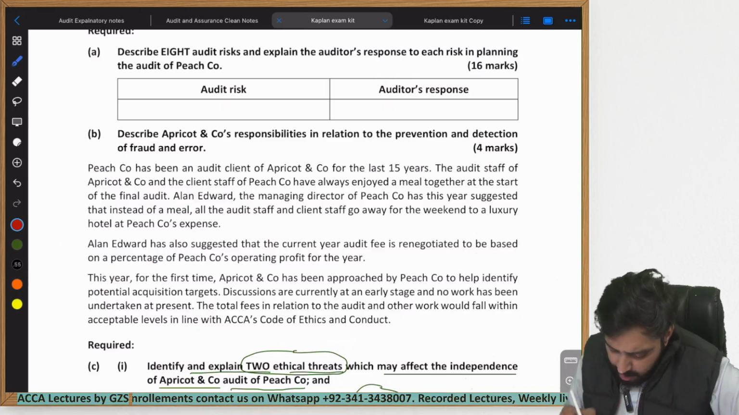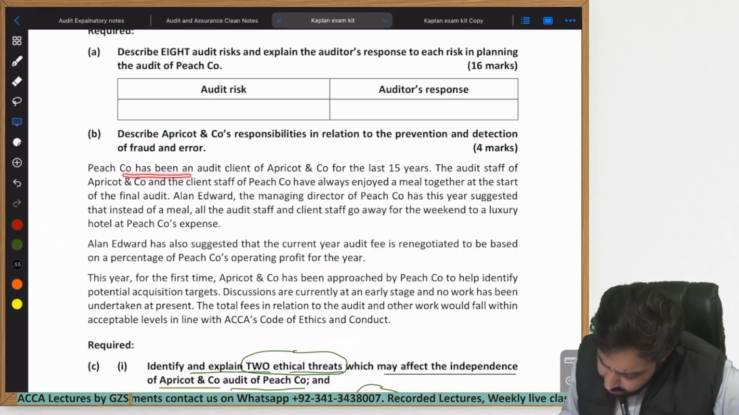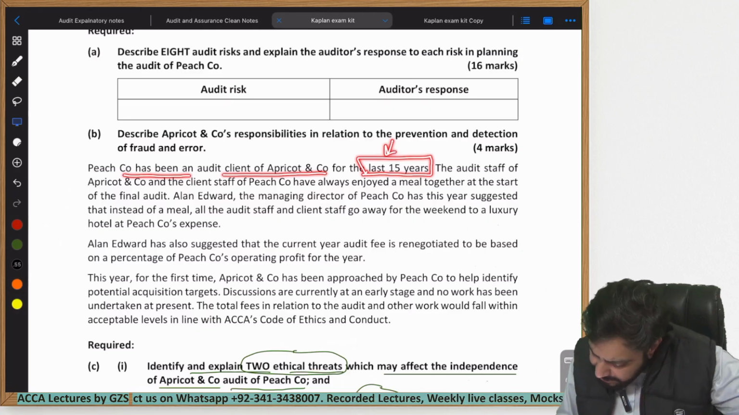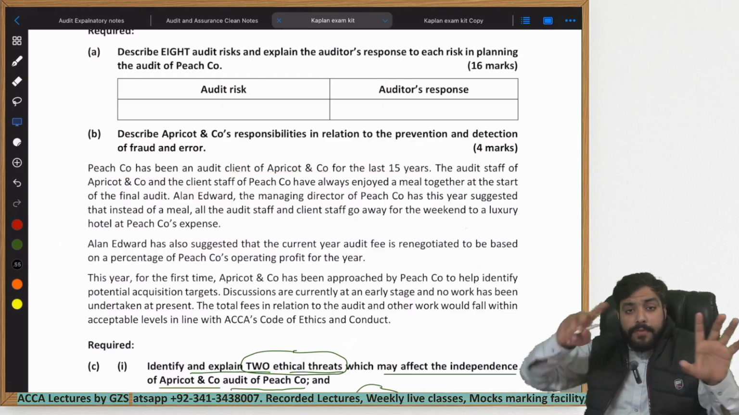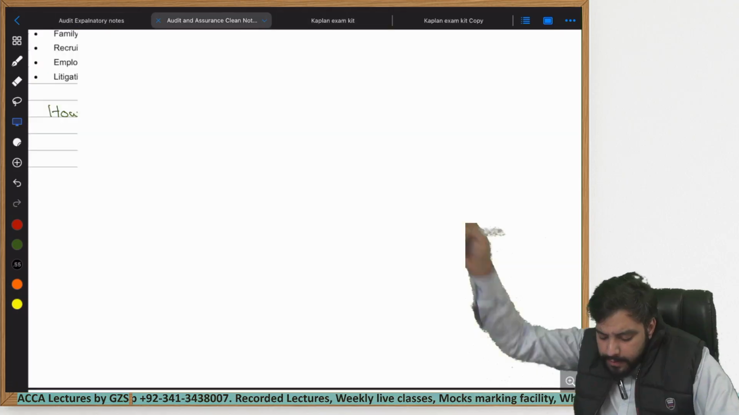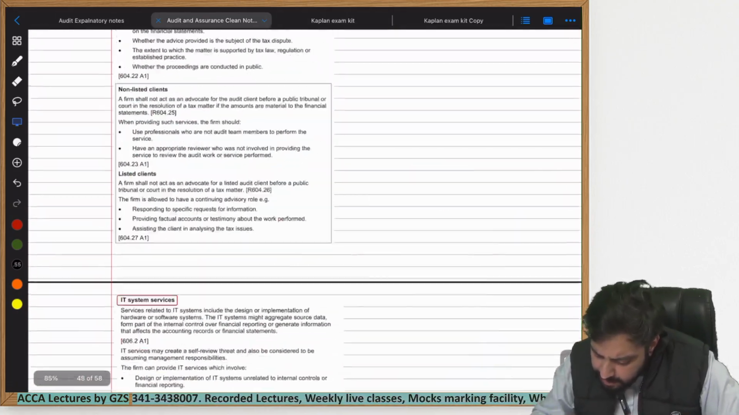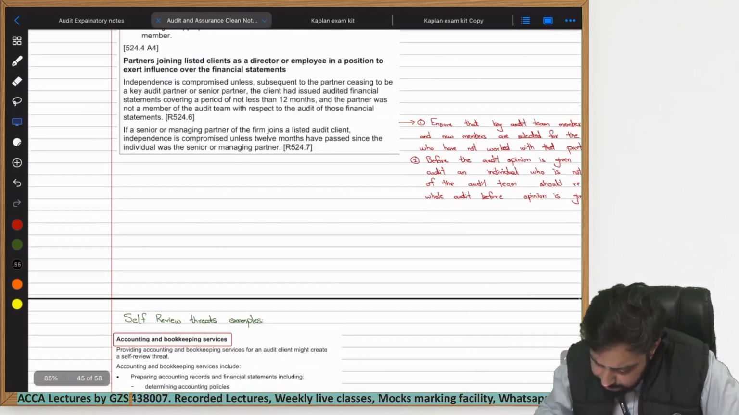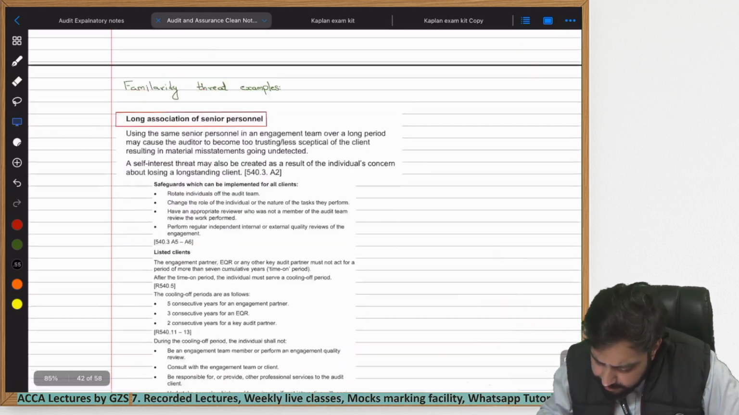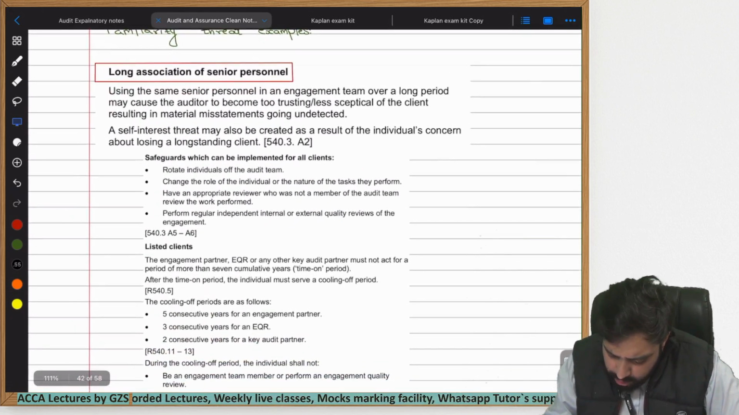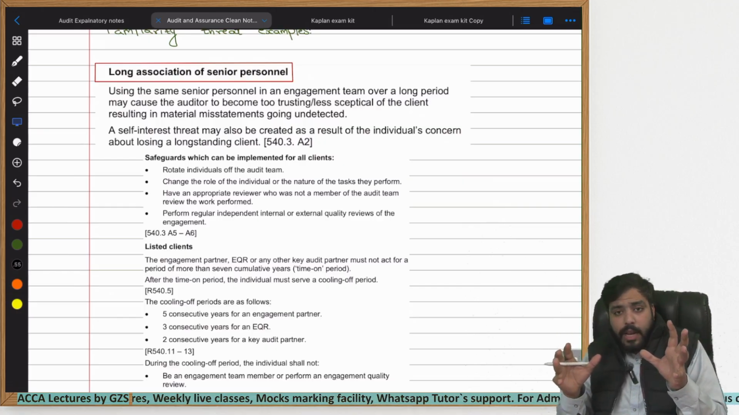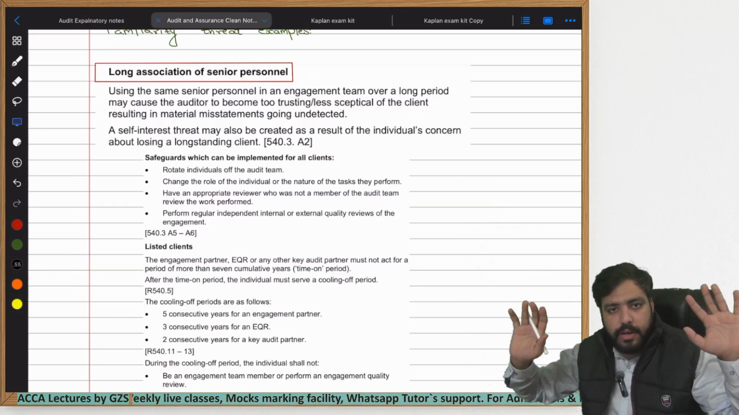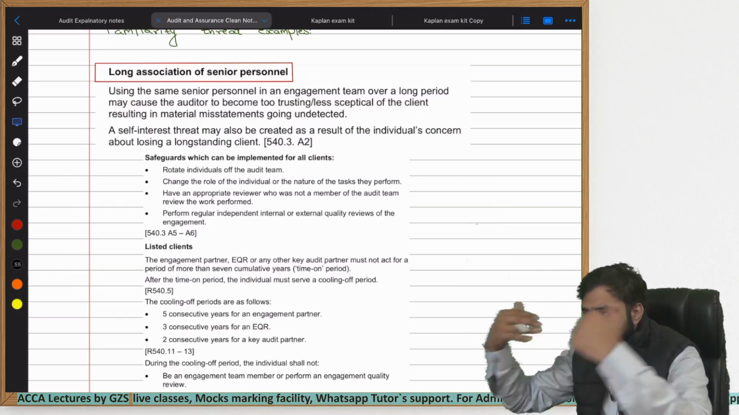Now let's read it. So Peach Corporation has been an audit client of Apricot Corporation for the last 15 years. So it's been 15 years since we have been auditing this company. Now a lot of the students are going to make this mistake: within the familiarity threat, there is a specific circumstance or example of long association of senior partners, right? Long association of partners, EQCR, and key individuals within the audit team. There is this example. Automatically, when a student sees that, okay, we have been auditing this company for the last 15 years, there is a long association threat. I'm going to write down this threat and I'm going to write down the safeguard against it.